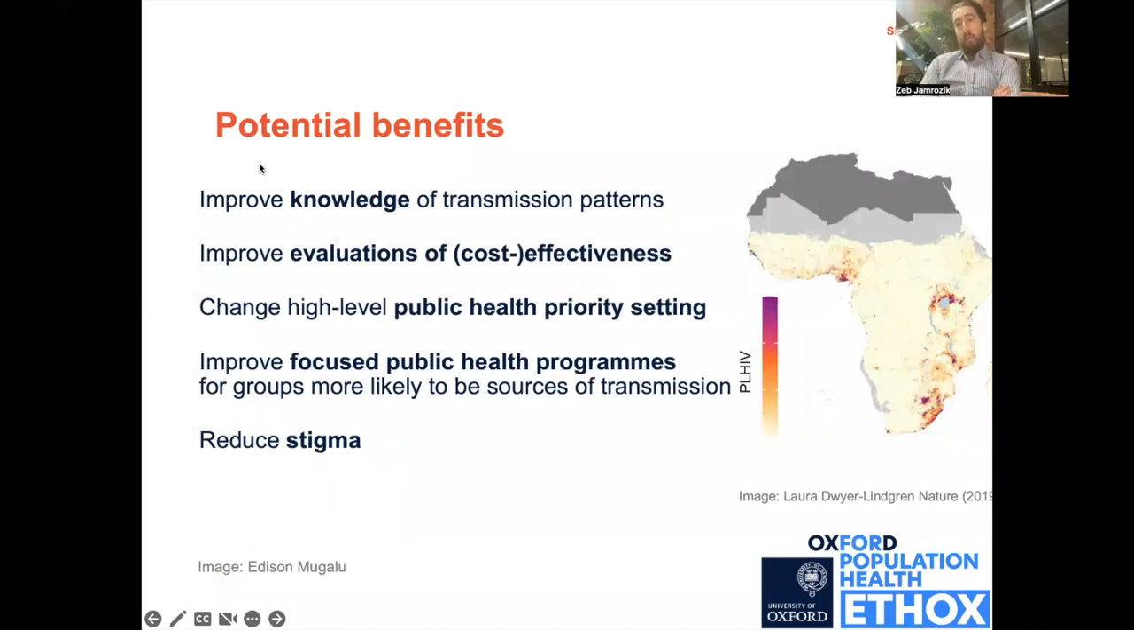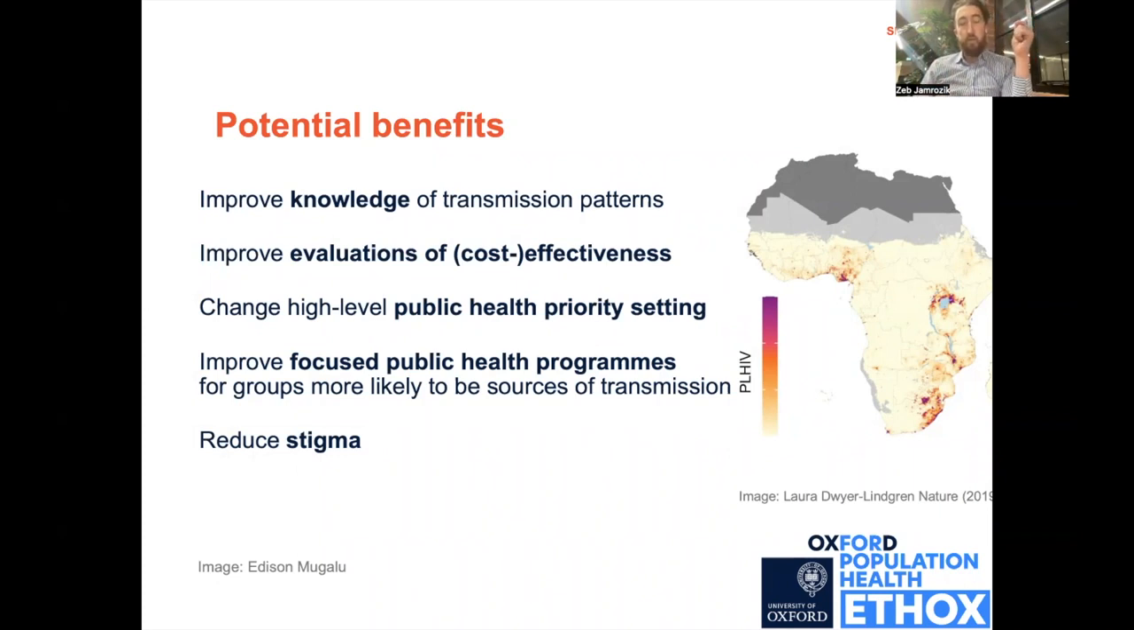When it comes to how we use a technology like phylogenetics, it's a question of an appropriate balance between potential benefits and potential harms or risks. The potential benefits of phylogenetics are significant. These apply to HIV, but also to other potential pathogens. It can improve our knowledge of transmission patterns to a very great degree compared to standard analyses. It can improve our evaluations of the effectiveness or cost effectiveness of intervention policies. And that can help us change the way we set priorities for public health intervention at a high level.